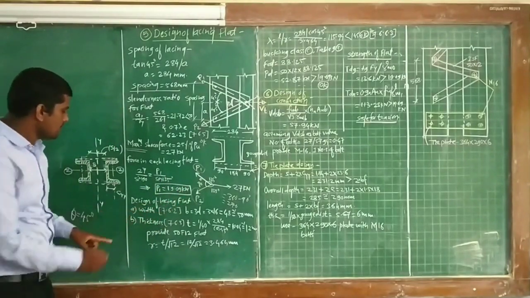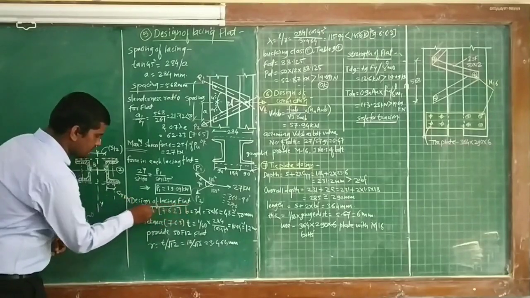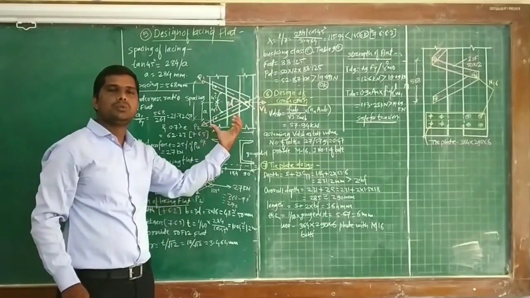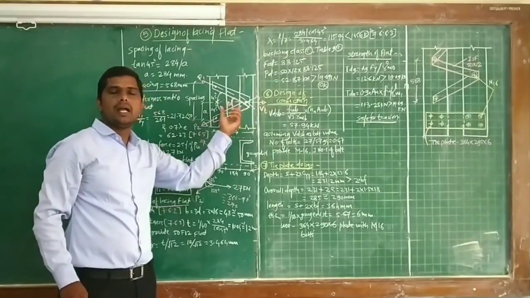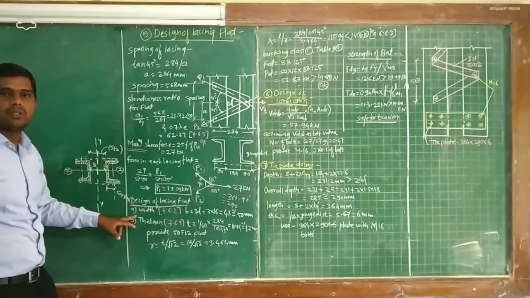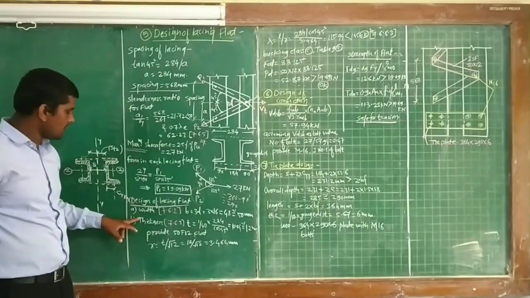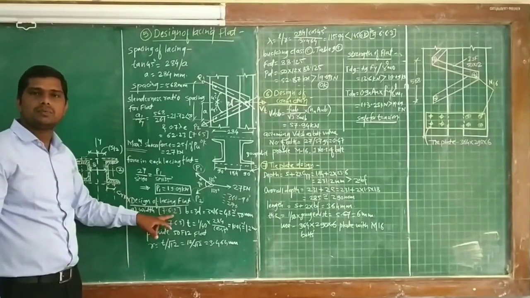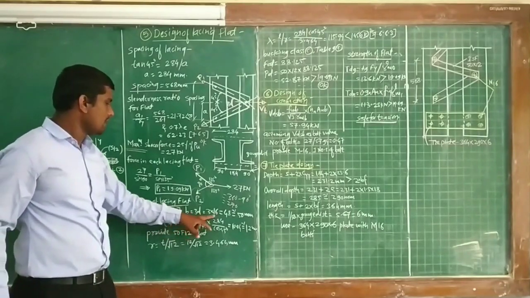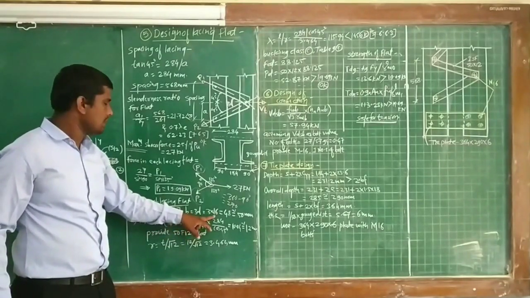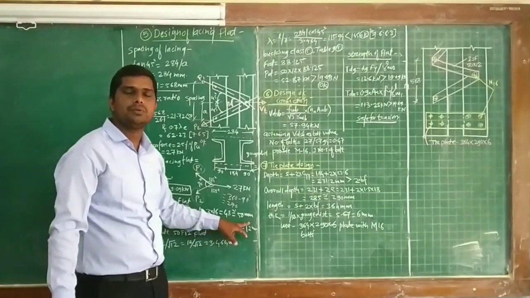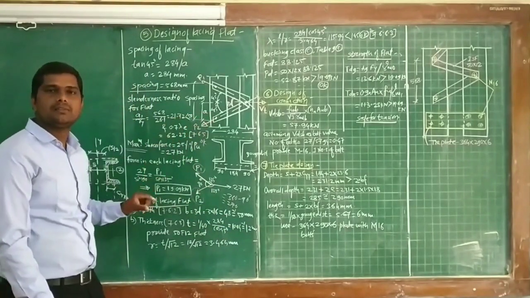Then the next point is design of lacing flat. So this lacing flat we are going to design. What should be the length, width and thickness of this lacing flat? First of all we are going to find out the width of this lacing flat. According to clause number 7.6.2, b is equal to thrice the diameter of the bolt. Here the diameter of the bolt we have taken is 16 mm. So 3 into 16 is 48, and here equal to 50 mm. We are going to consider this as the width of this lacing flat.